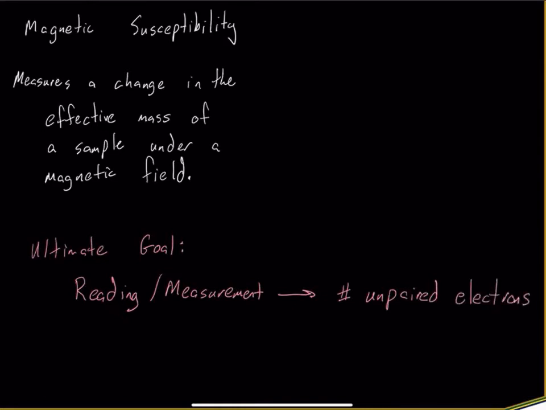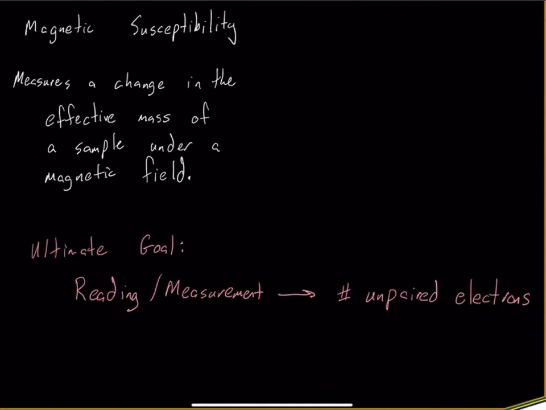Right? This is the goal we want to keep centered in our heads, because this is actually not a simple process. It's not a one-step calculation. There's a few steps here that we're going to look at and focus on. And we want to keep this ultimate goal in front of our brains, right? That we want to take some kind of a reading or a measurement using this magnetic susceptibility and convert it into this number of unpaired electrons.